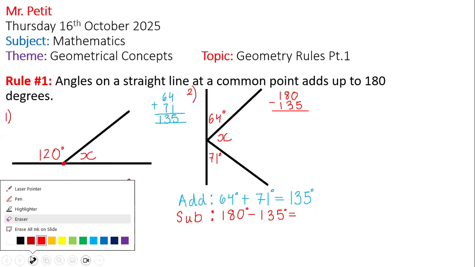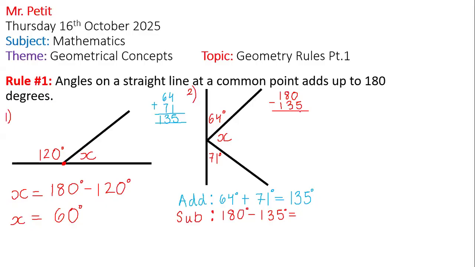All right, so we have 0 minus 5. We can't do that. It's going to be 10 minus 5 is 5. 7 minus 3 is 4. So I get 45. Got 45 as well. Anyone else got 45? So X is equal to 45 degrees.